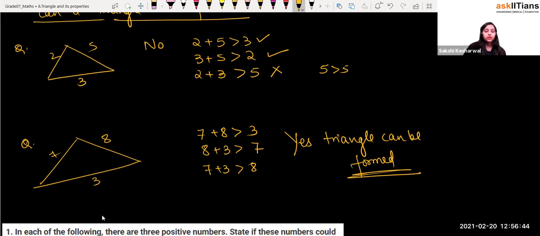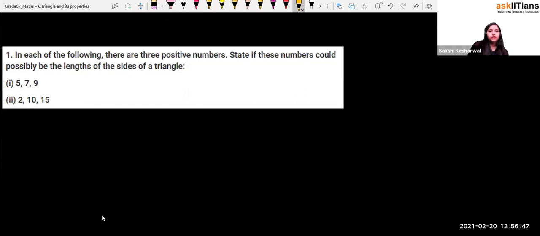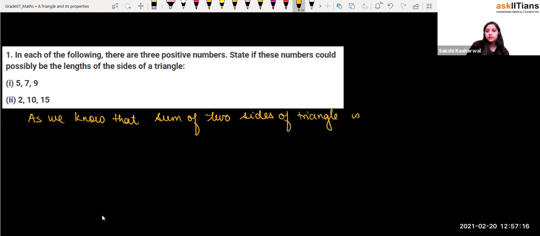Now, after writing this, let's come to the question, right? In each of the following, there are 3 positive numbers. State if these numbers could possibly be the lengths of the sides of a triangle. As we have learned, you can write it down like this. As we know, the sum of two sides of a triangle is greater than the third side, right? Now what does this say? We know this, right? This is the starting point.